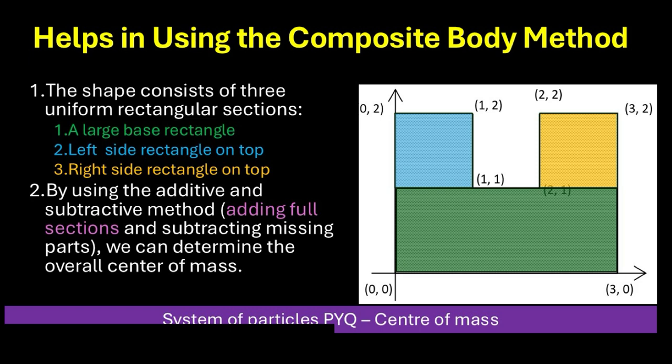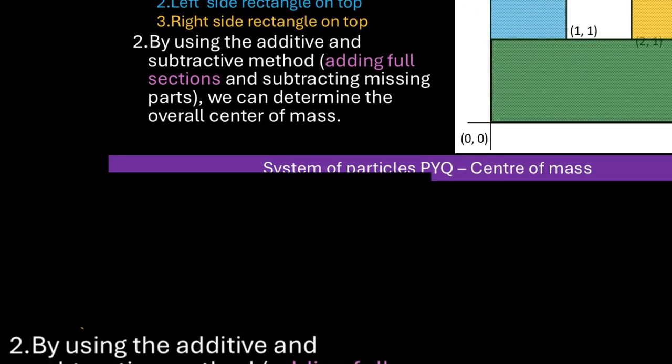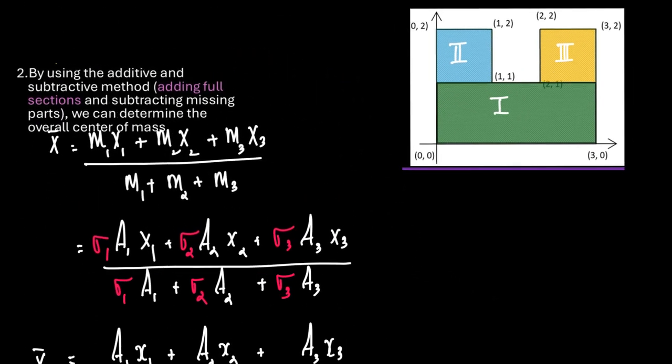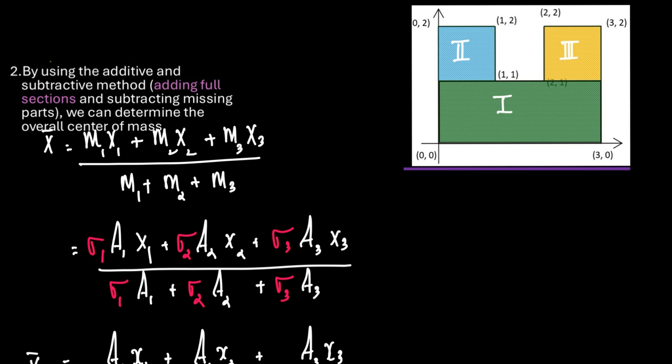By using the additive and subtractive method, which means adding or subtracting these sections, we can determine the overall center of mass. How? Let's try to understand that aspect as well. So we have x bar is equal to m1 x1 plus m2 x2 plus m3 x3, the whole upon m1 plus m2 plus m3, right? So this is what we have as the given figure.